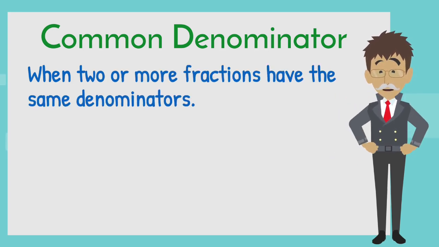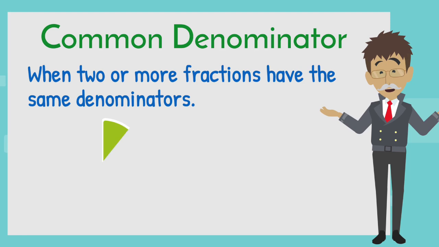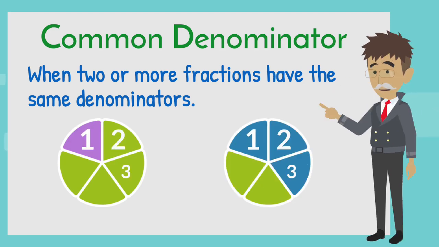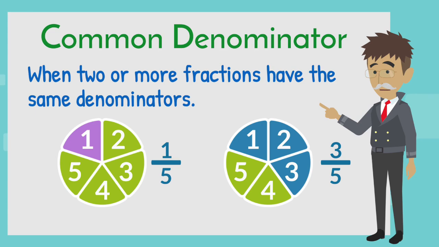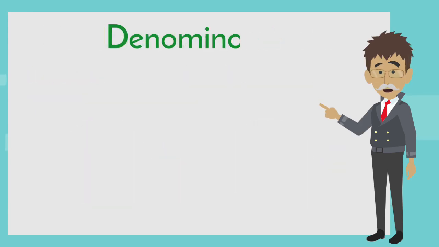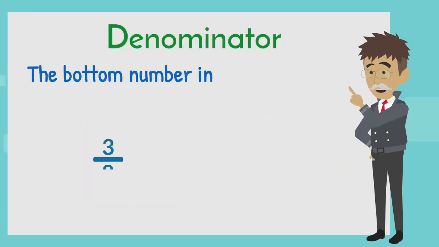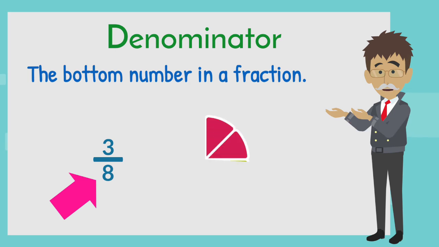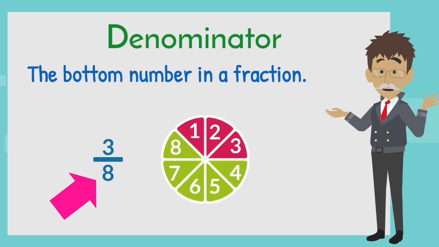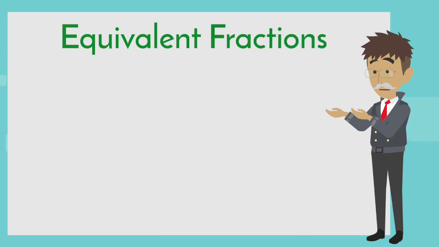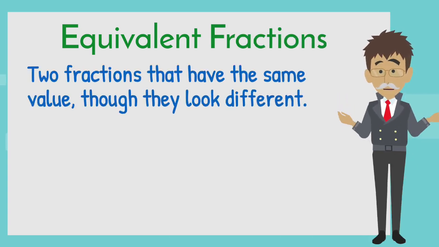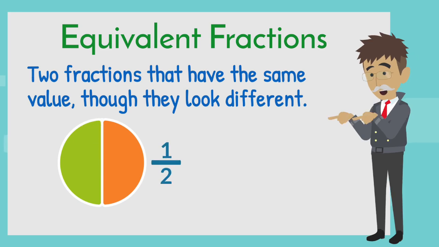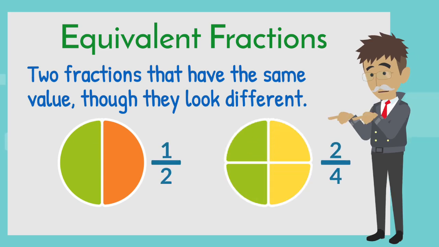Having common denominators makes it easier to compare, add, and subtract fractions because they are cut into the same number of equal-sized pieces. Denominator. The bottom number in a fraction. It tells the number of pieces one whole is broken into. Equivalent fractions. Two fractions that have the same value, though they look different. 1/2 and 2/4 are equivalent fractions.